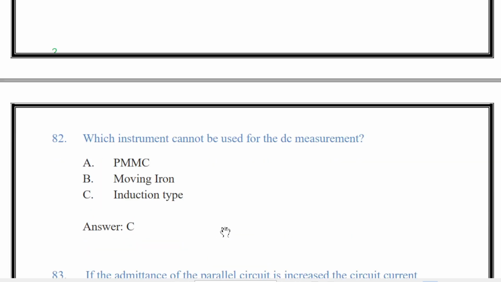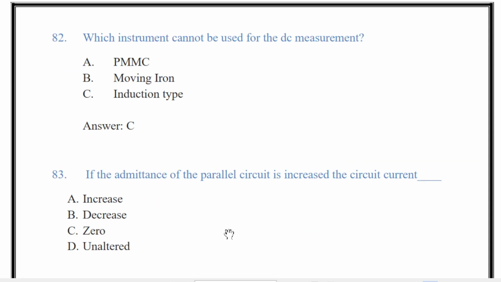Now we come to question number 82. Which instrument cannot be used for DC measurement? There are three options. The correct answer is C.